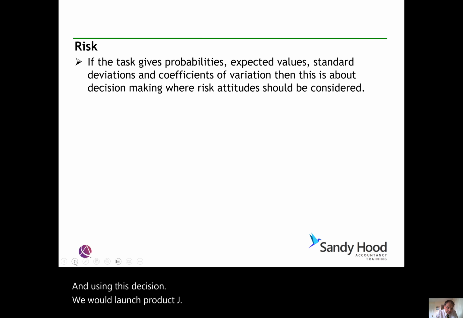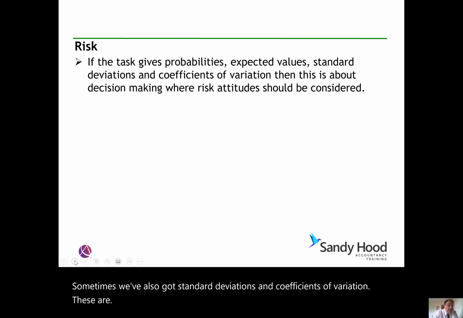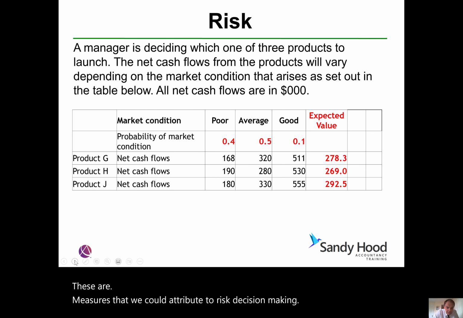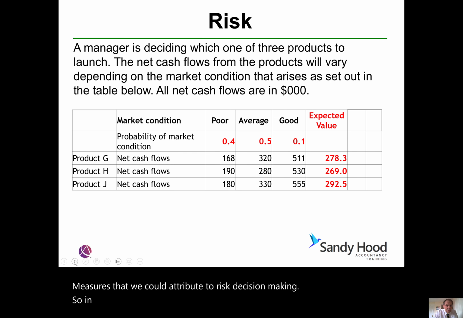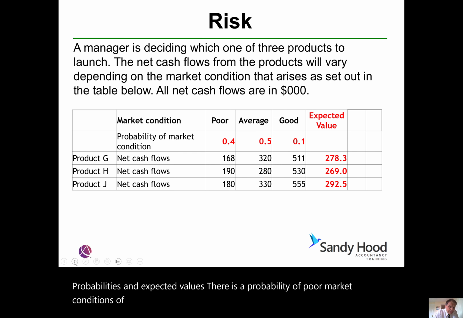Now we move on to risk. If a task gives probabilities, if we've got expected values, sometimes we've also got standard deviations and coefficients of variation. These are measures that we could attribute to risk decision making. So in here I've got probabilities and expected values. There is a probability of poor market conditions of 0.4, of average market conditions of 0.5, and of good market conditions of 0.1.